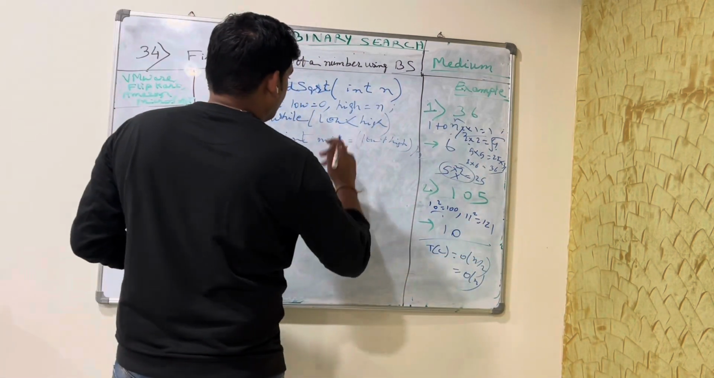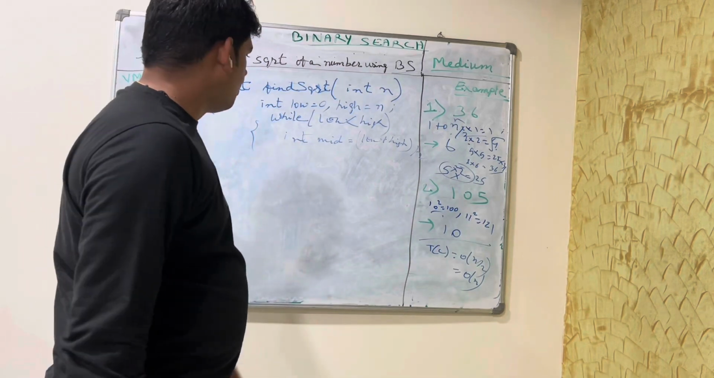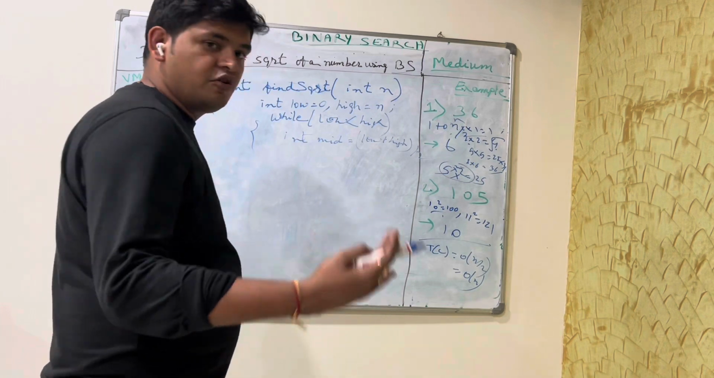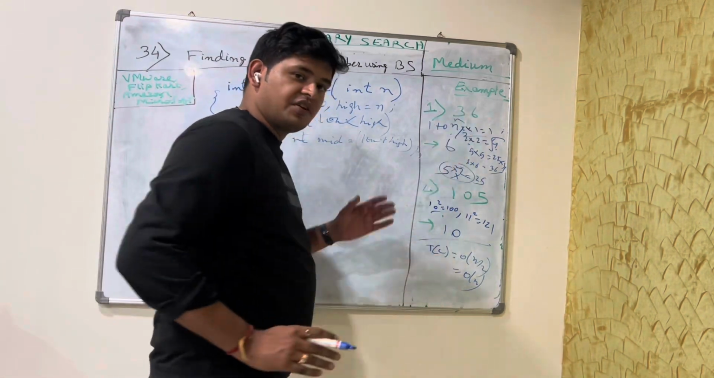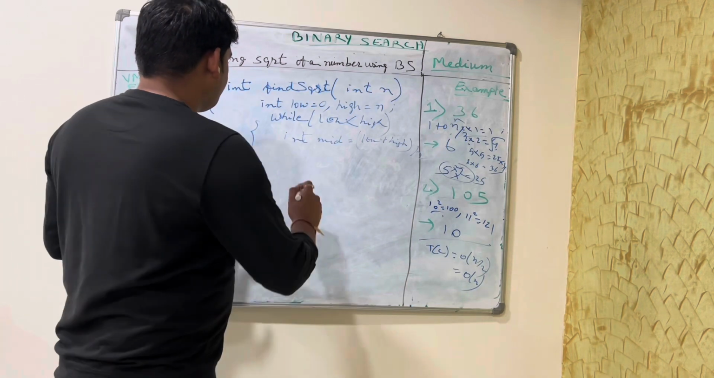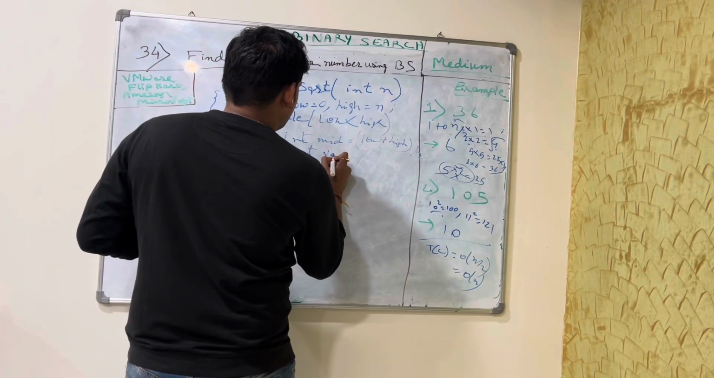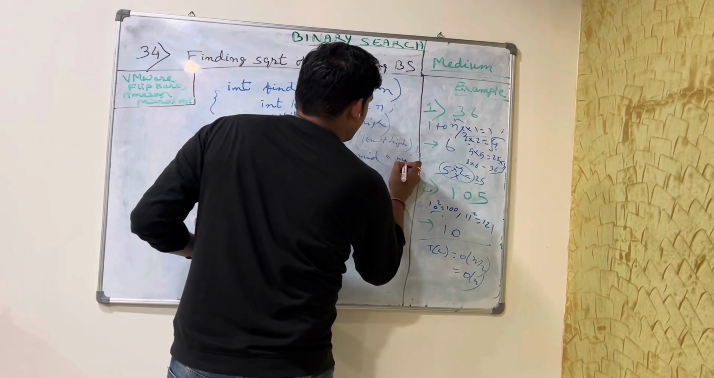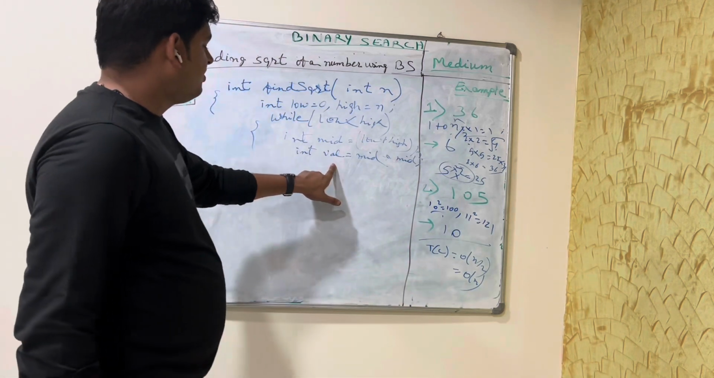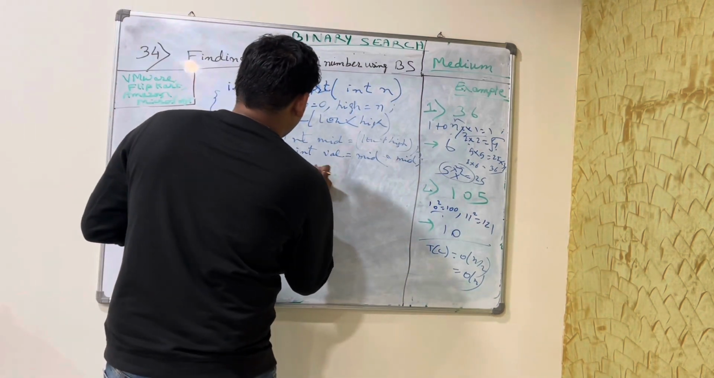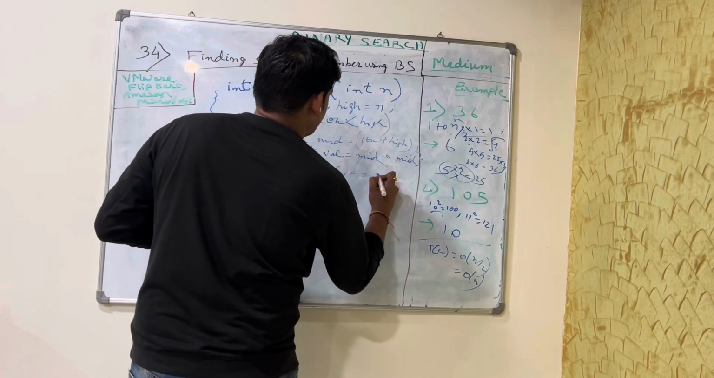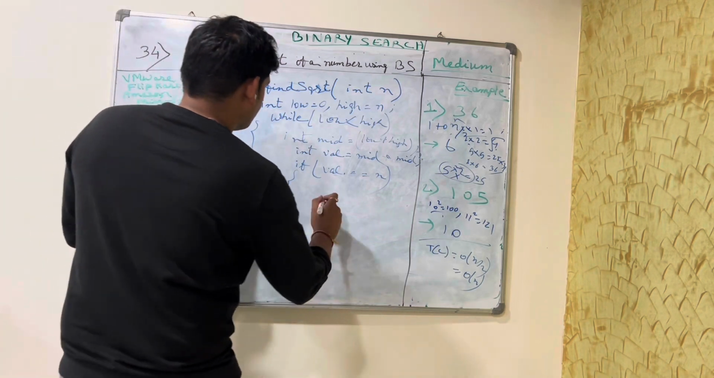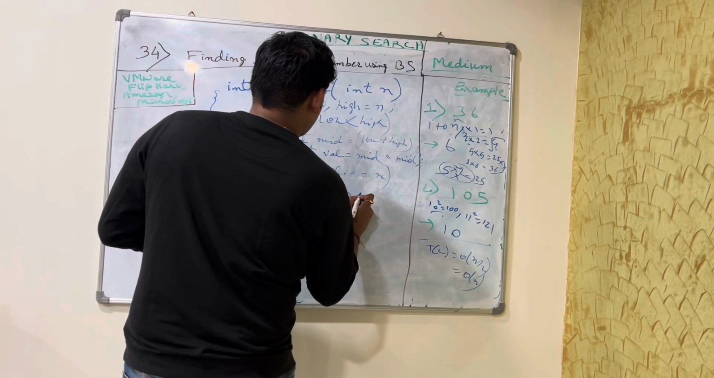So what do we do now? We have our mid value. For example, if the mid value was 6, then mid into mid would be 36, so 6 would be our answer. So if I take an int value and do mid into mid, and this value is equal to n, doesn't it mean we have our answer? We can just directly return mid, because that is the answer.